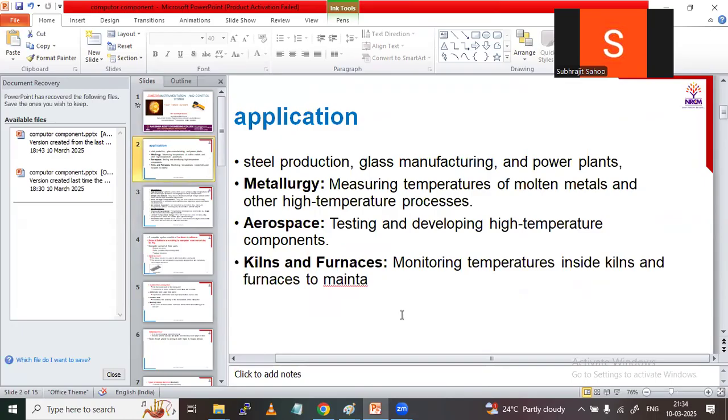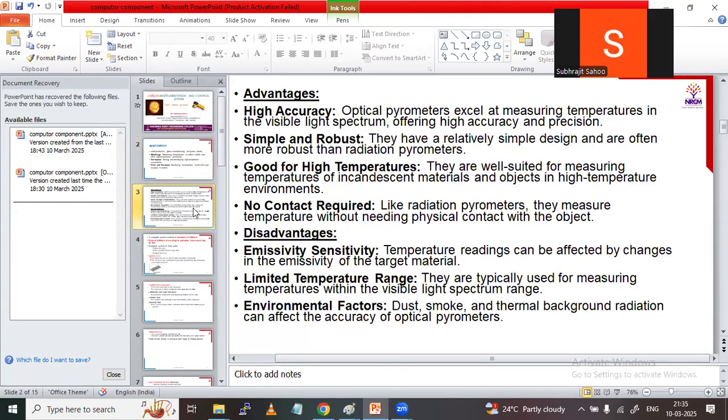Coming to the applications, where we are using the radiation type thermometer, we can also use these optical type pyrometers, right? Most important, both are non-contact type, and even if the hot surface is moving, we can measure the temperatures, which is not possible in the case of contact type thermometers. Several applications are mentioned here: metallurgical industries, power plants, where molten metal is produced at very high temperatures. In those areas we can use these instruments, right?